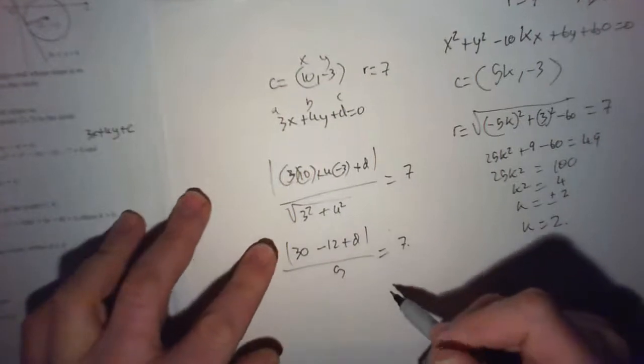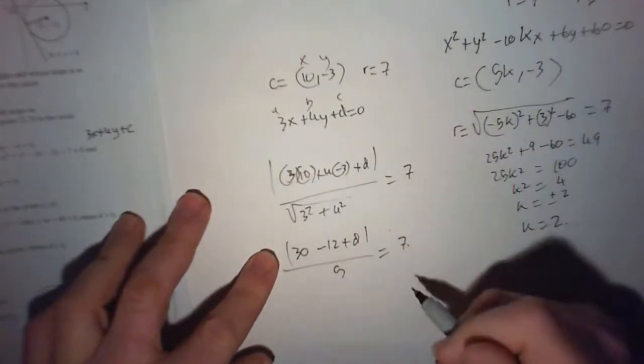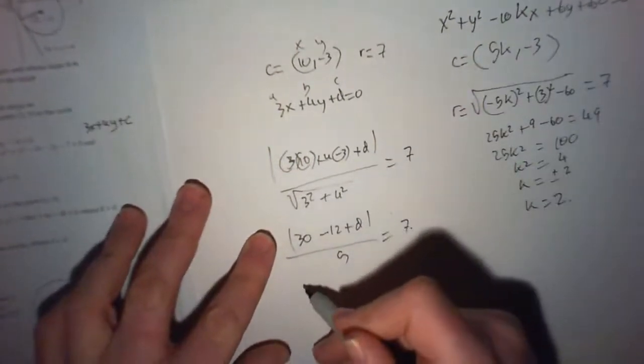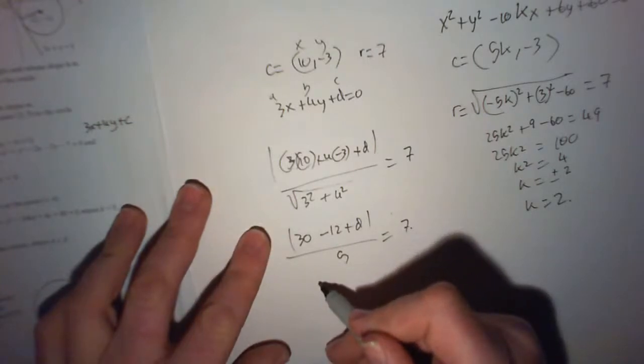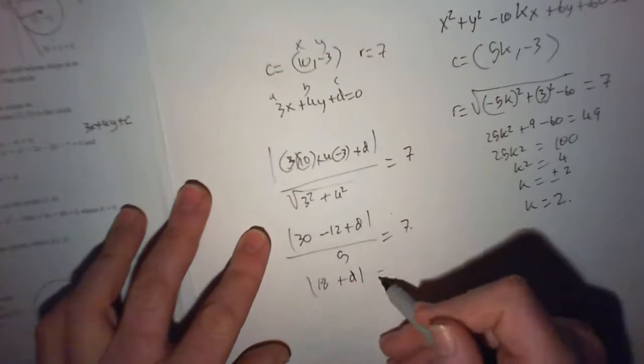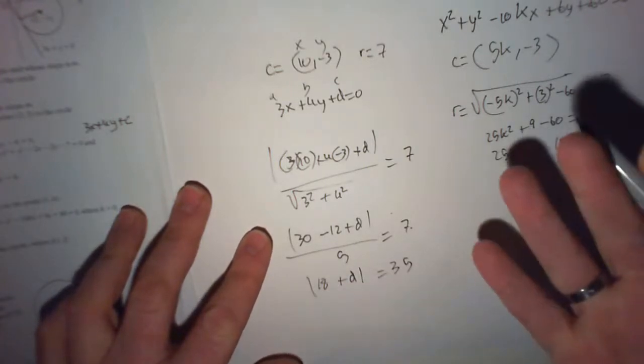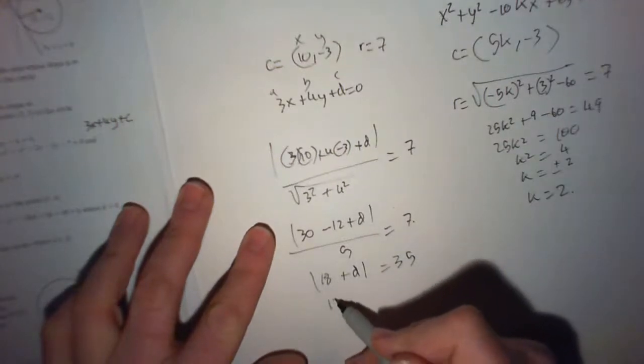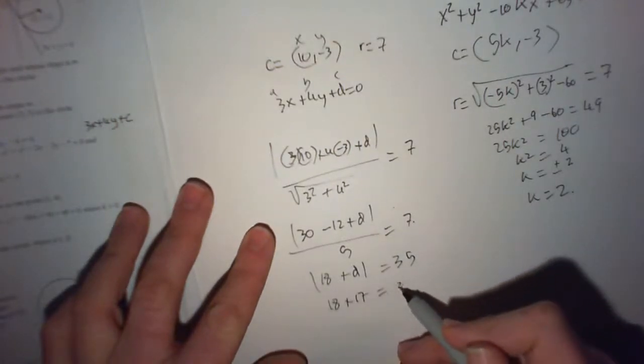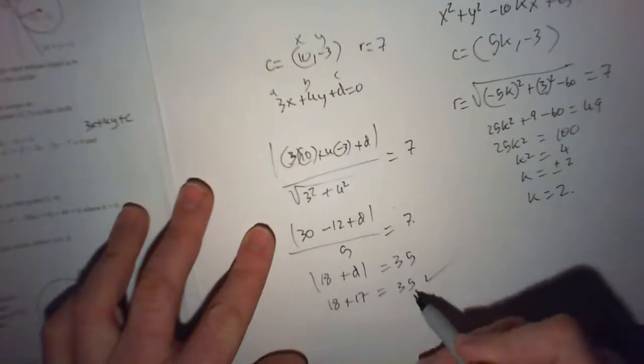That has to be 35, one possibility, but let's work it out anyway. What have we got going on here? We've got the absolute value of 18 plus d equal to 35. Okay, so what are the two possibilities? Well, 18 plus 17 gives you 35. That's one possibility if it's positive.